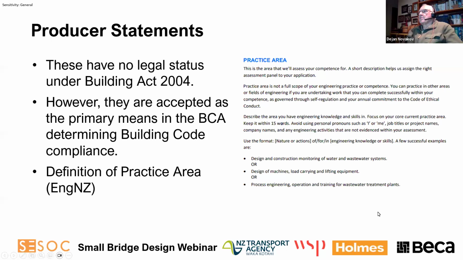So producer statements have no legal status under the Building Act, but they are accepted as a primary means to determine building code compliance, which we mentioned a few times, is a must. The definition of the practice area, which you should have if you're signing one, is defined, and you can find that definition on the right, but if you can't read it, you can always go to the Engineering New Zealand website and find the definition and the requirements there.